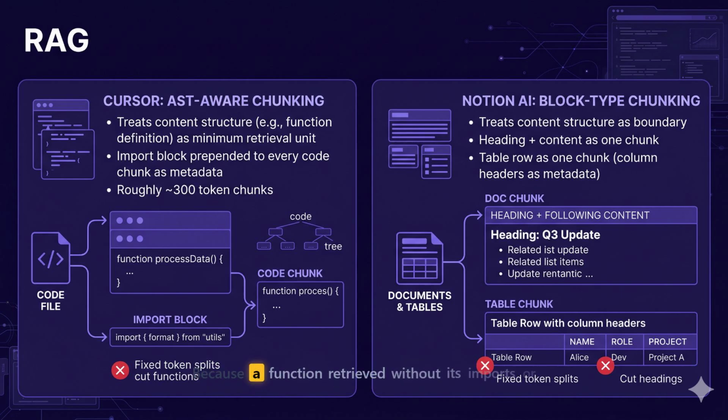Why? Because a function retrieved without its imports, or cut in half, is something the LLM can never understand. Cursor derives its strategy directly from the engineering failure mode, even prepending the file's main import block as metadata to every single code chunk. So the AI always has dependency context.